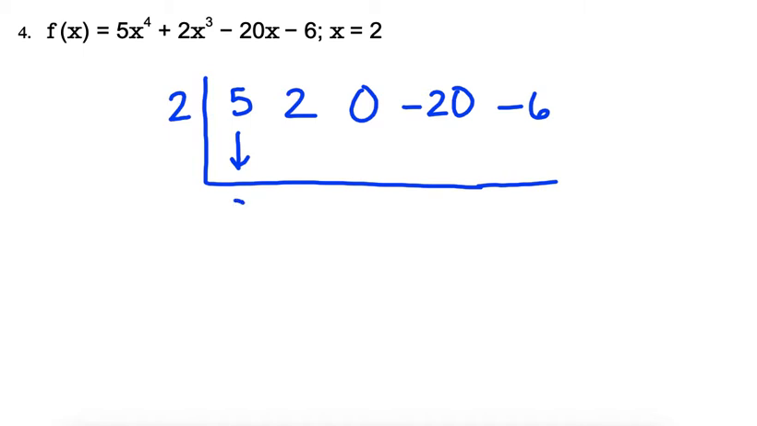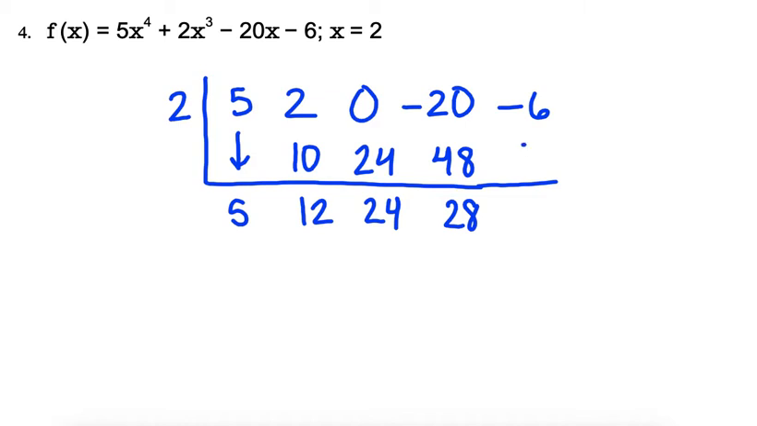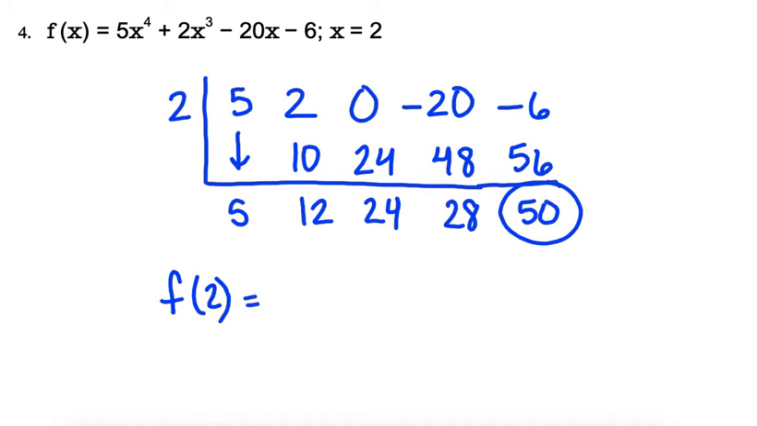Bring down my first, 5. You should get pretty fast at these. 2 times 5 is 10. Add down, we get 12. 2 times 12 is 24. Add down, we get 24. 2 times 24 is 48. Add down, we get 28. 2 times 28 is 56. Add down, we get 50. So what in the heck does that mean? That means that if I take my function and use my calculator and substitute 2 into that entire math problem, I get 50 as an answer.